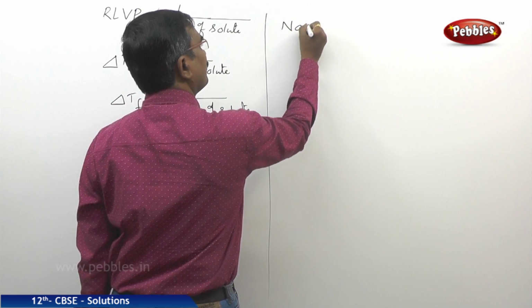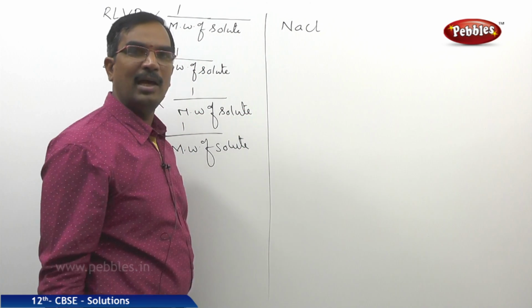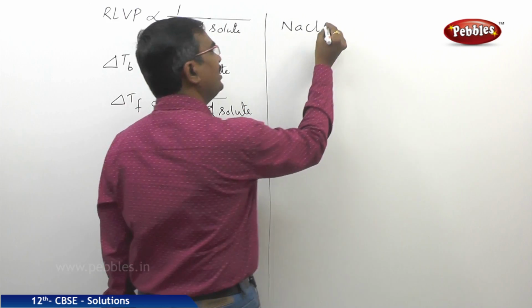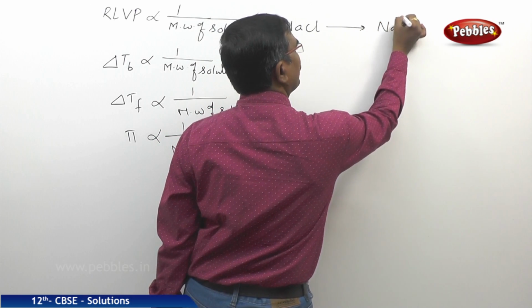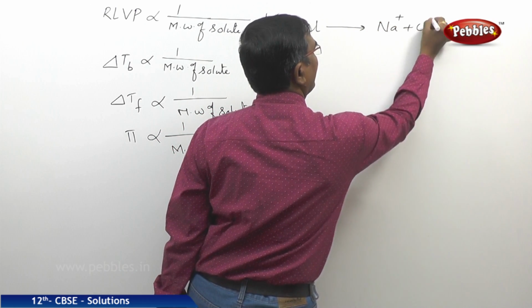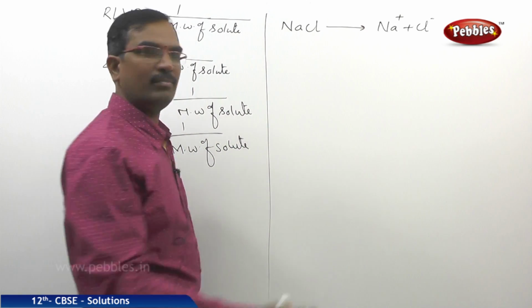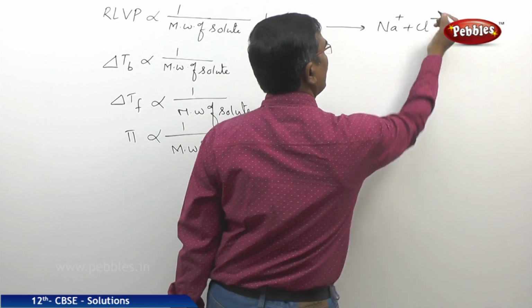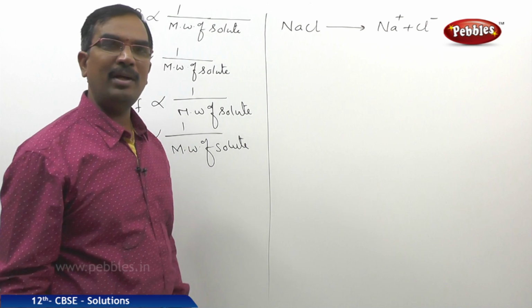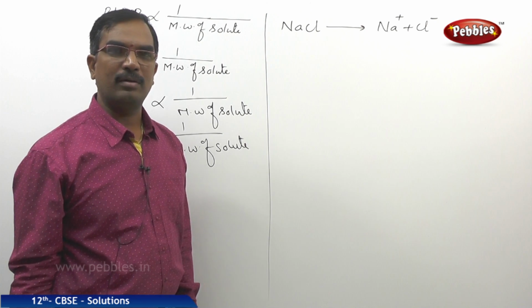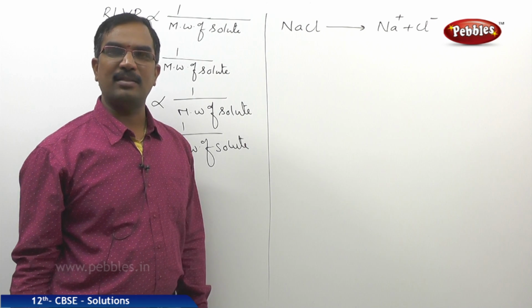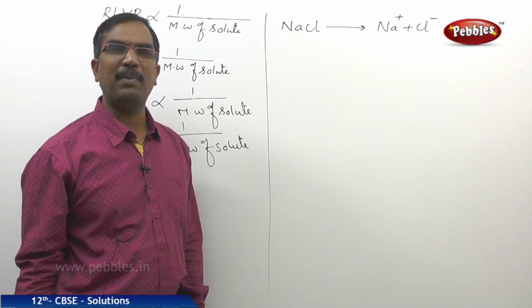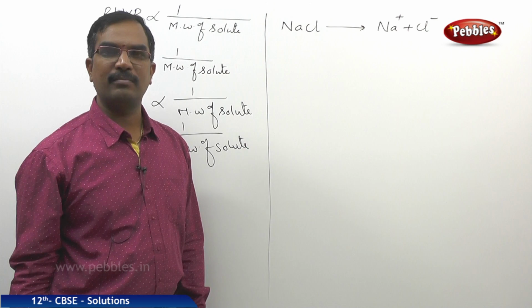Suppose we come across dissociation or association. For example, if you take sodium chloride, NaCl, which is a strong electrolyte, when we place it in water, it will ionize to give the corresponding cations and anions, sodium ion and chloride ion. That means here sodium chloride is able to give two particles, Na plus and Cl minus.